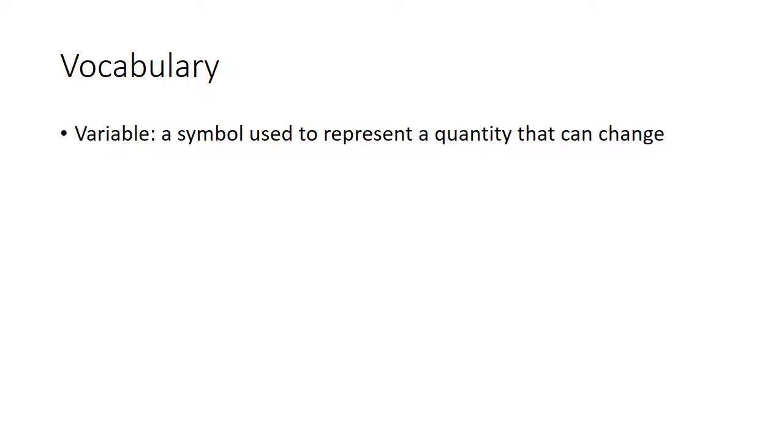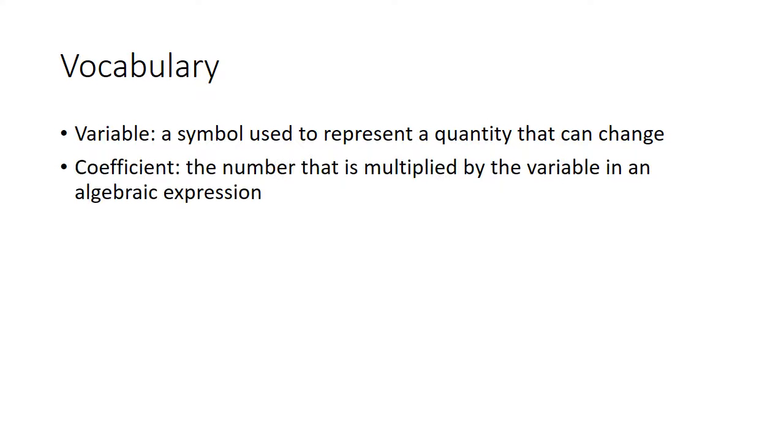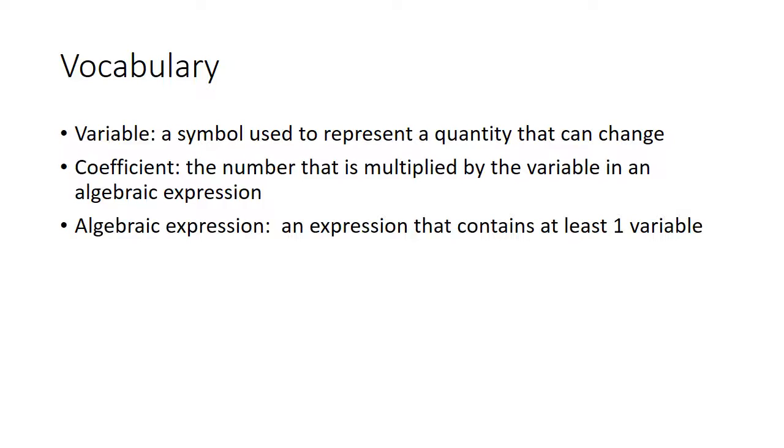First one is a variable. It is a symbol that represents a quantity that can change. Most of the time, your variable is going to be an alphabetic letter. Coefficient is a number that is multiplied by a variable. And so if you have the variable of x and then you have a 3 in front of it, 3x, the 3 would be the coefficient.